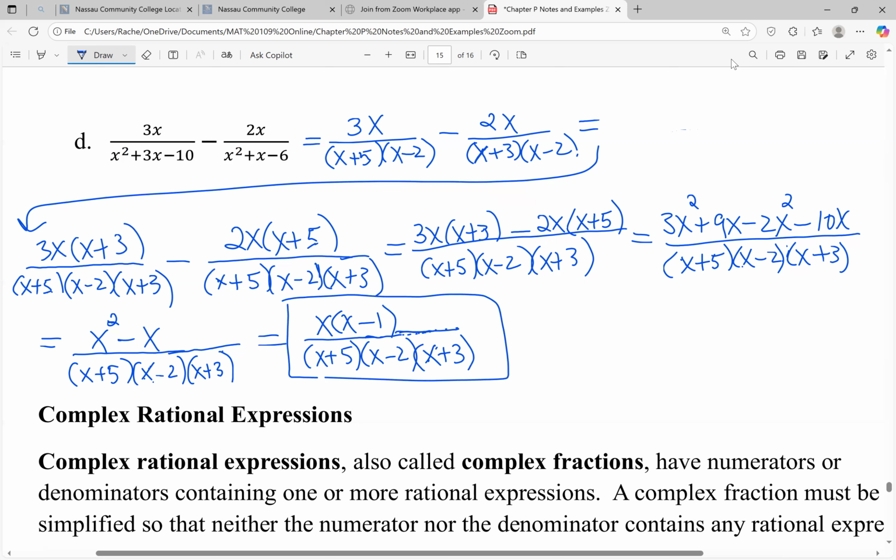Now I'm going to stop this lecture here. I thought I was going to get through the complex rational expressions, but I don't want to make this lecture too long. So I'm going to split this section one more time. So in the next lecture, I'll finish this section and we'll finish complex rational expressions.